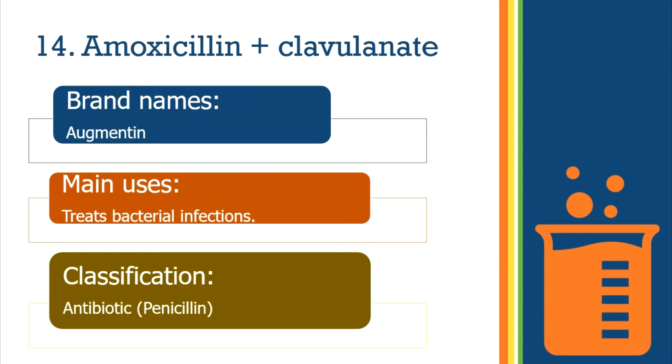Amoxicillin and clavulanate. It's a combination drug, also known as Augmentin. It is used to treat bacterial infections. The classification, it is an antibiotic, a part of the penicillin group.